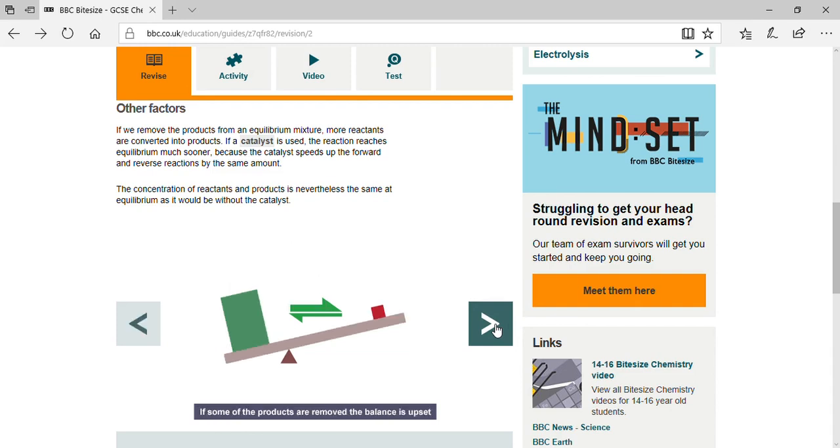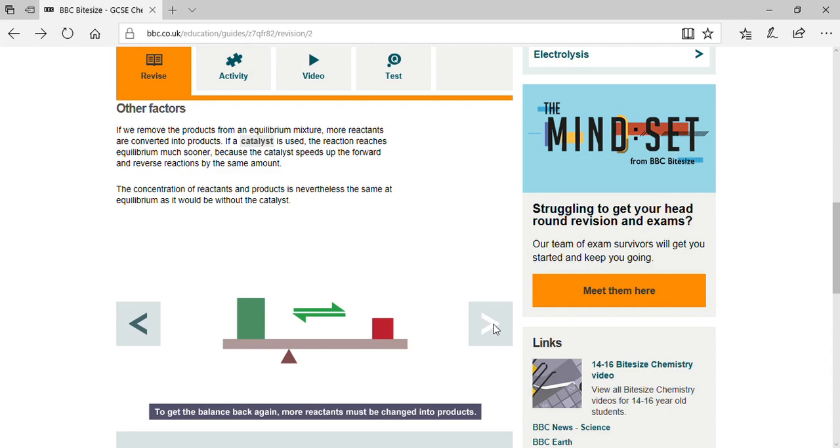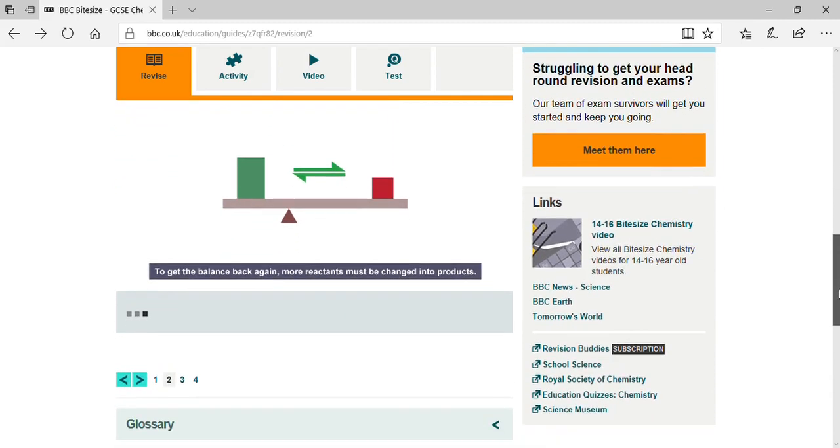Next, suppose there is less product over there, but the amount of reactant is more. Then you can see that this side will tilt. That means you are taking a large amount of reactant, but regarding that, you are getting a least amount of product. So in that condition, the reaction is not balanced. And to get the balance back, more reactant must be changed into product, so that the mass of reactant is equal to the mass of product. Do you understand that? Yeah, I understand it. Great.